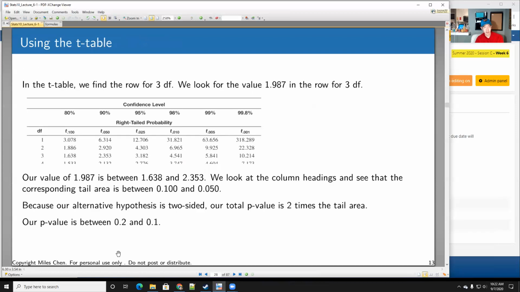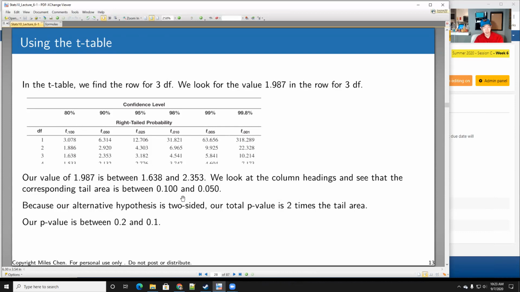And so I will go to the table and look up this number, 1.987, in the row for 3 degrees of freedom. 1.987 fits in between these two columns, between 1.638 and 2.353. So we look at the column headings, and we see that the corresponding right tail probability is going to be between 0.100 and 0.050. So that's going to be our tail area.